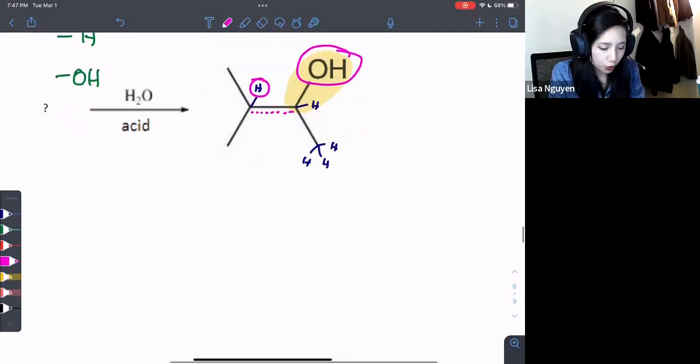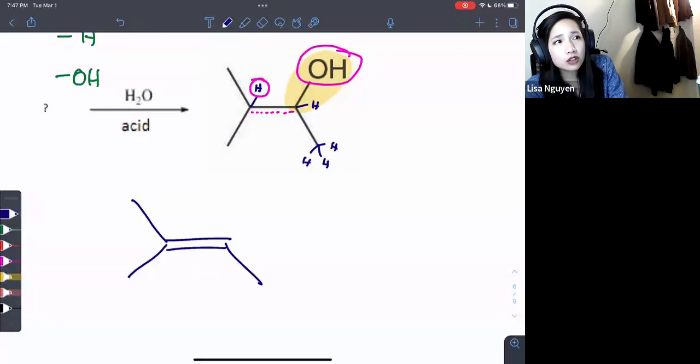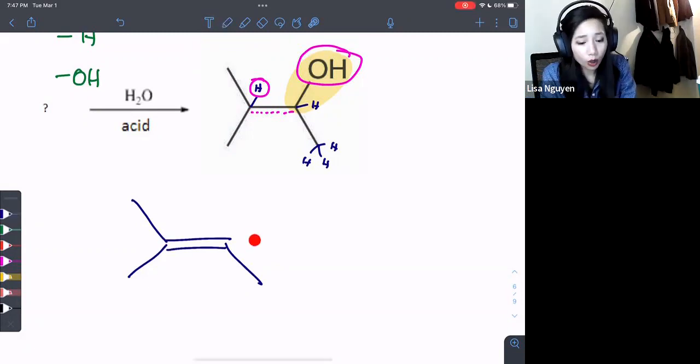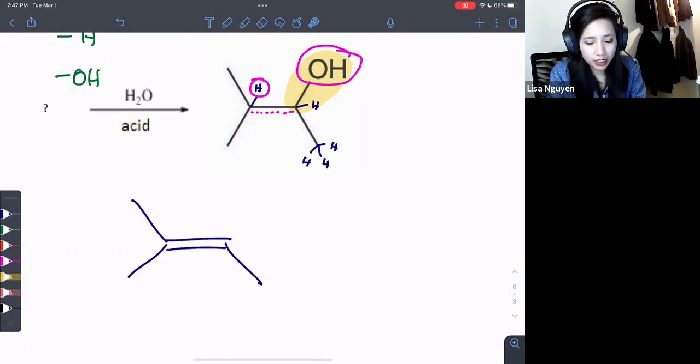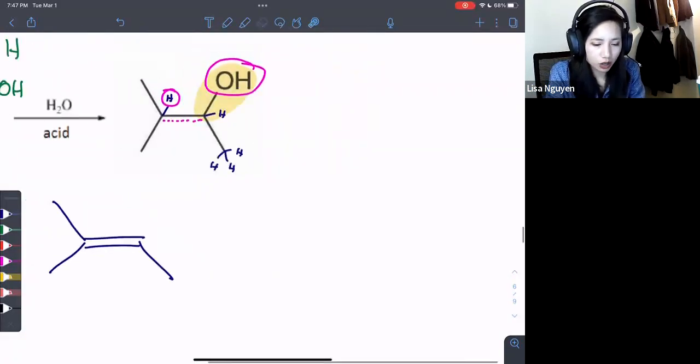So if we redrew that, it would look like this. All right, and then you can redo the hydration and ask yourself, where could the OH be? The OH could go here, or it could go here. So we're ignoring Markovnikov additions right now, but that OH could go right here and be made if we did a hydration on this molecule. So that's one of the reactants that we can start with.